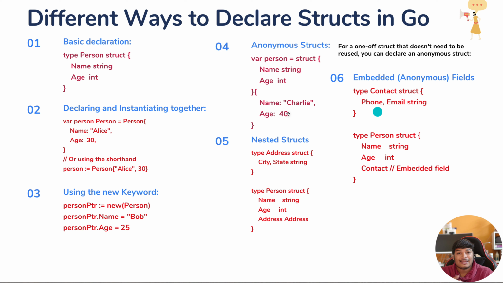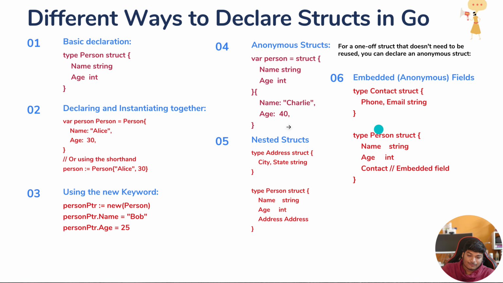So embedded and anonymous fields. Here we are first defining the first struct, that is type, space, the struct name or custom data type name, which is Contact, then space struct, then inside the curly brackets we mention phone and email, and both are string data type.